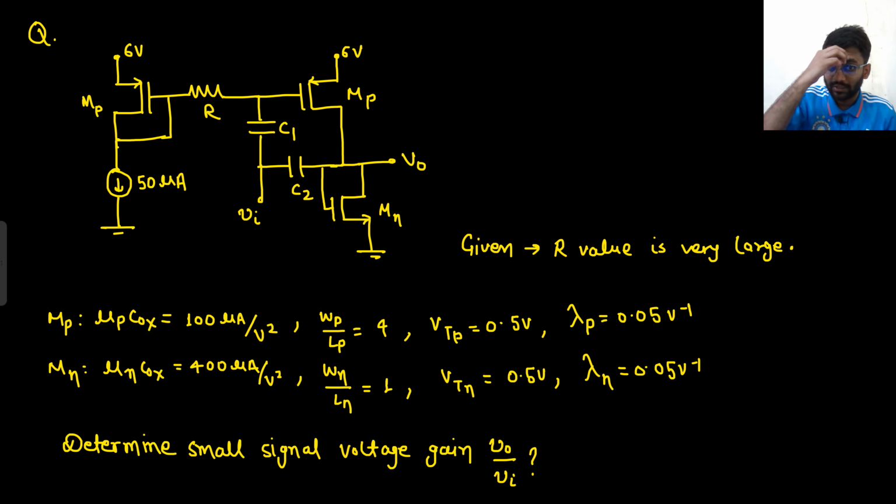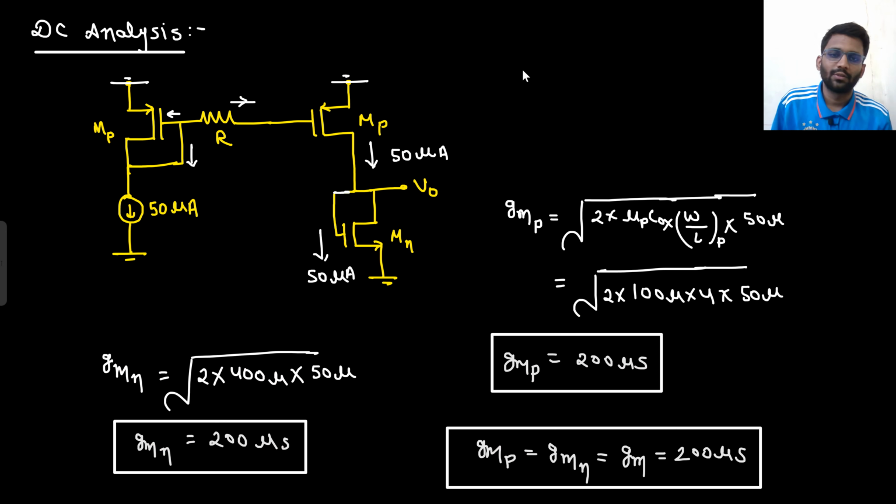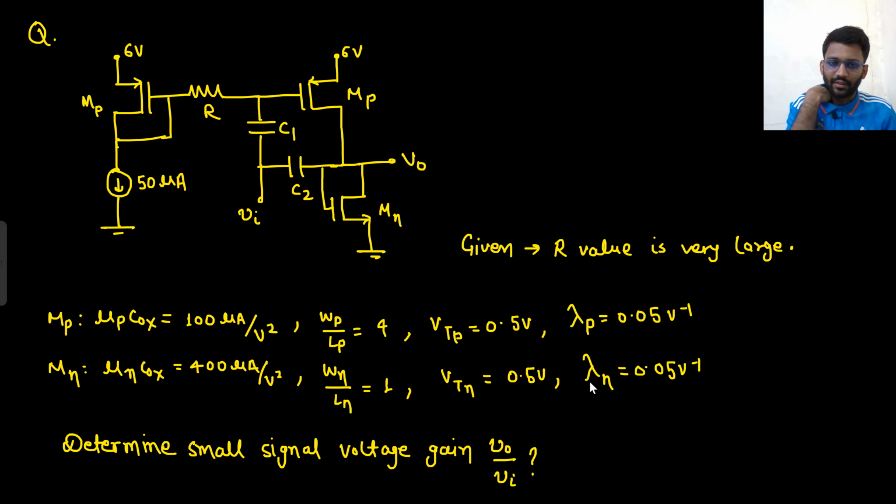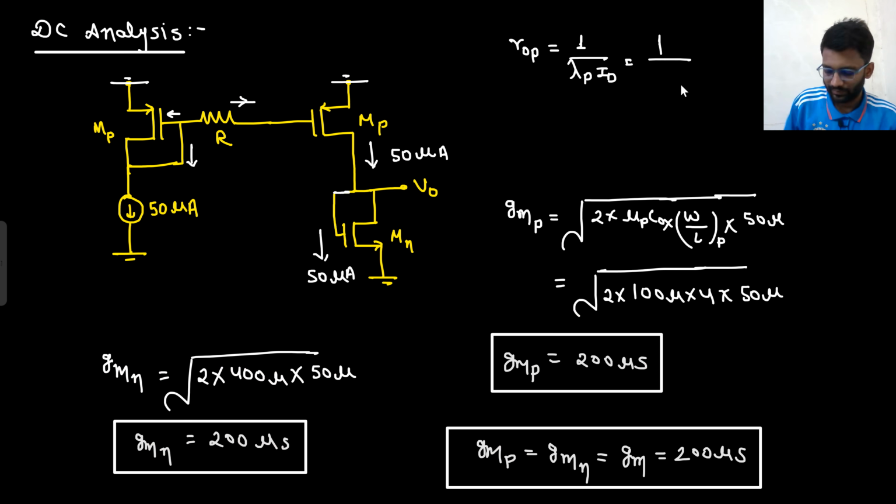Lambda is also mentioned. So what will be the value of r0p? It is 1 upon lambda P times ID. Why are we finding all those things? Because in the AC analysis we will be needing all of them. So lambda P is 0.05, and ID is 50 micro.